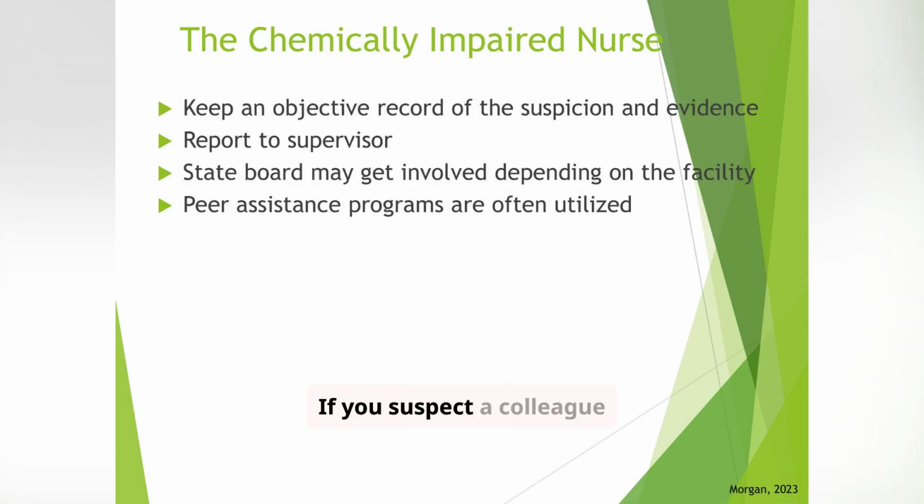If you suspect a colleague is impaired, keep an objective record and report to your supervisor. The state board may get involved. Peer assistance programs can provide support and treatment.